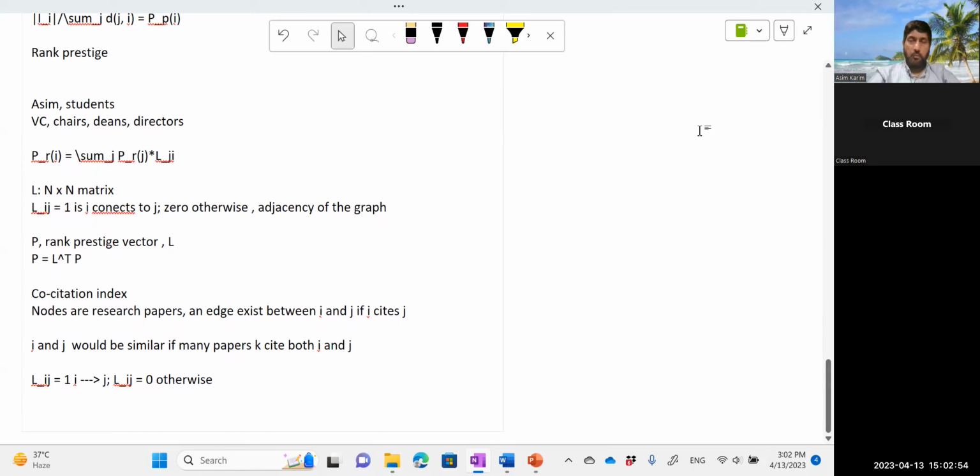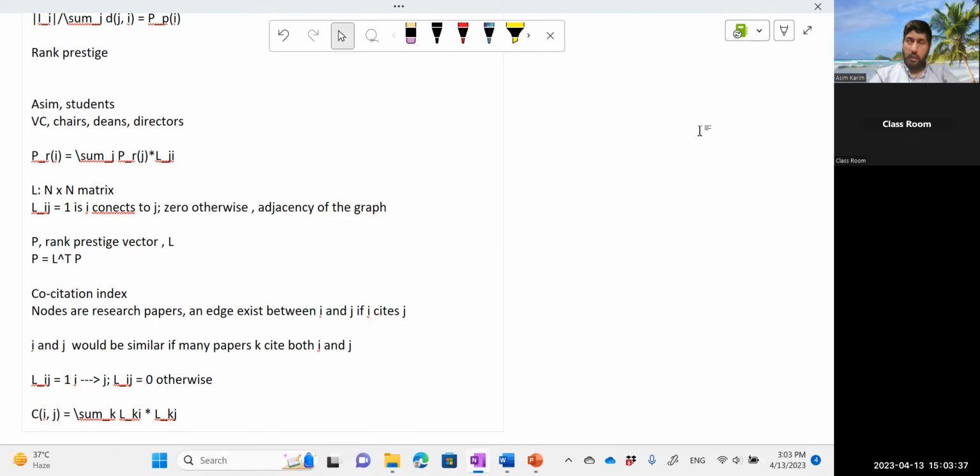So if we have this matrix, then we can define the similarity or the co-citation index C between i and j as the sum over k of Lki multiplied by Lkj, okay. So for all k, for k not equal to i and j, of course.